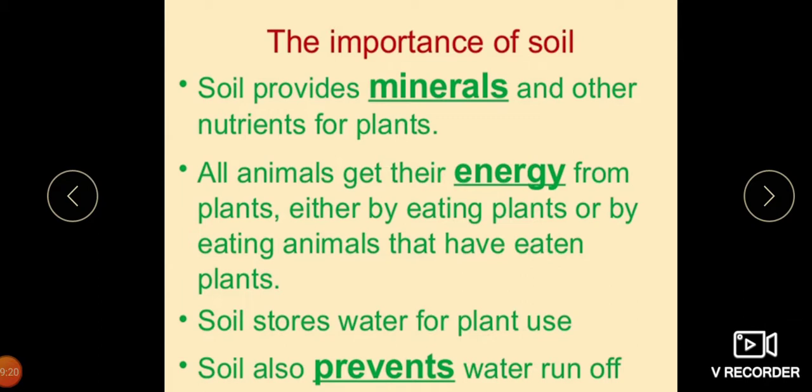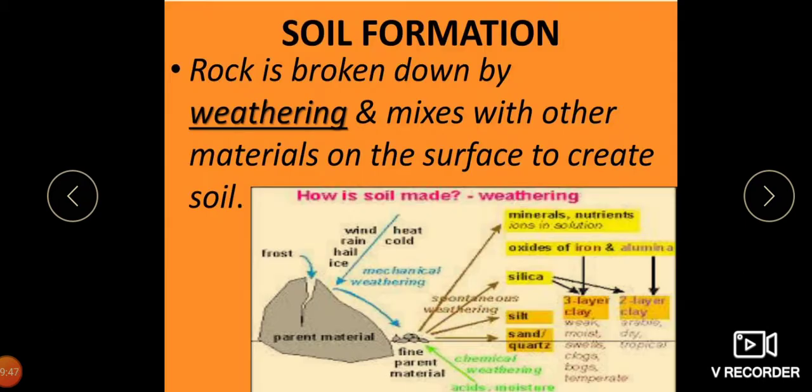The importance of soil: the soil provides minerals and other nutrients for plants. All animals get their energy from plants, either by eating plants or by eating animals that have eaten plants. Soil stores water for plants to use. It also prevents water runoff. That is why soil is very important.